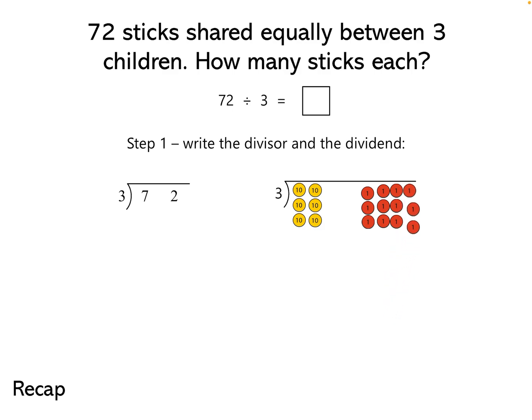How many groups of 3 have we got over here? We've got 4 groups of 3. Yeah, so we've got our 2 groups of 3, and our 1, 2, 3, 4. 24. 2 groups of 10 and 4 ones. How many 3s in 7? 3, 6. That's 2. We've 1 left over because 6, 7. And then 3s into 12 go 4. 72 divided by 3 is 24.